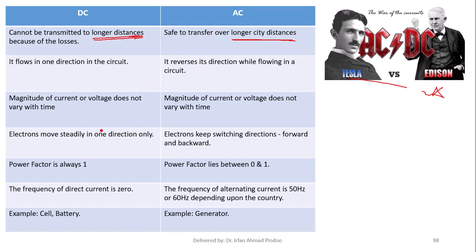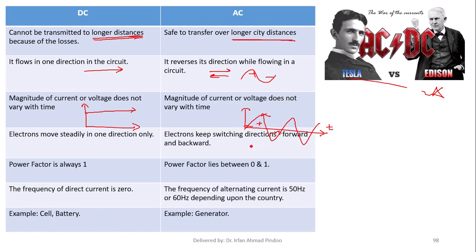Then there are a few basic points, like DC flows only in one direction, while AC flows in alternate directions. There is a positive half, there is a negative half also. Similarly, if we see the plot, the plot of the DC will always be constant, so it ideally remains constant with respect to time. But when we talk about AC, we have the positive half and the negative half, so it continuously varies with respect to time. It can have a minimum value, a maximum value, and any value it can assume.